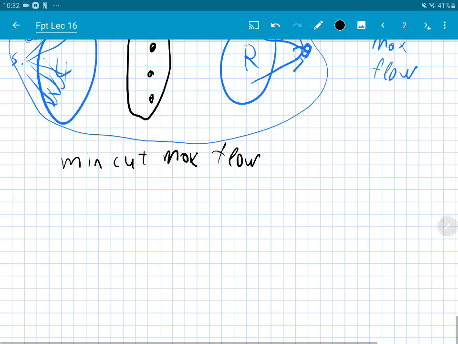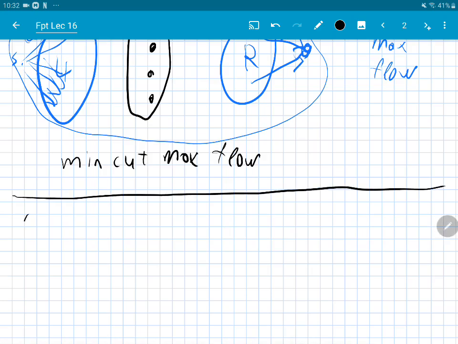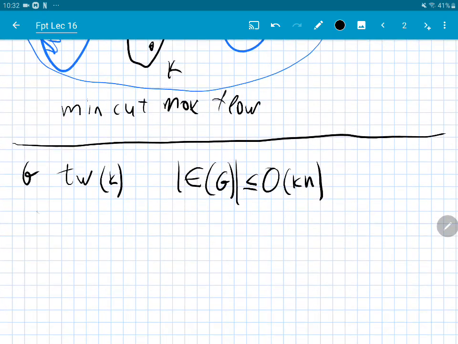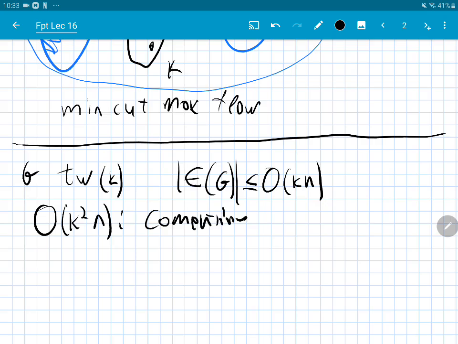So we need the fact that if G has treewidth K, then the number of edges in the graph is at most Kn. And the maximum flow we're going to have is K. So running maximum flow on such a graph takes K squared n time, because you have to do K augmenting paths. Computing max flow in this case.